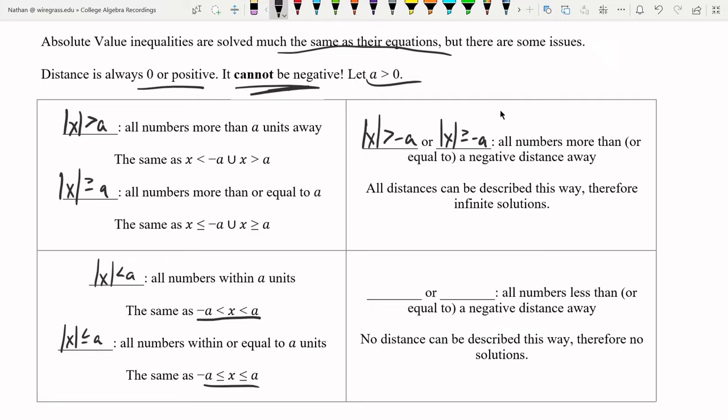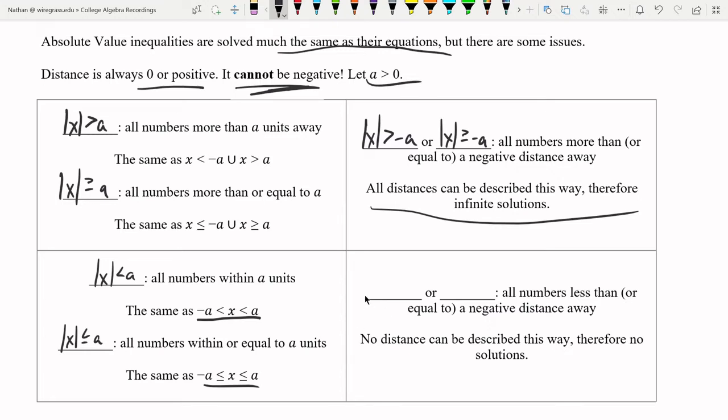And every distance is either 0 or positive. But 0 and positive numbers are always greater than a negative number. Therefore, every distance satisfies this inequality. All distances can be satisfied, so there's infinite solutions. So whenever you have this situation, you can say, well, there's infinite solutions.